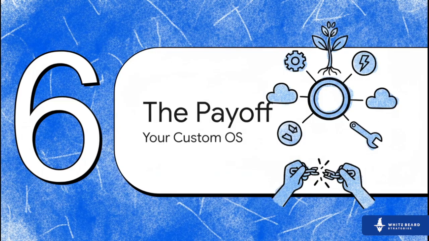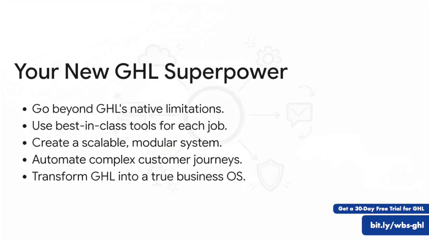So, after all this, what's the big payoff? What do you get from thinking this way? You get the power to stop fighting with your tools and start actually building your perfect custom business operating system one piece at a time. When it comes down to it, this mindset becomes your new Go High Level superpower. You can finally blow right past the platform's native limits. You get to use the absolute best tool for every single job, which creates this modular system that can scale and adapt as you grow.